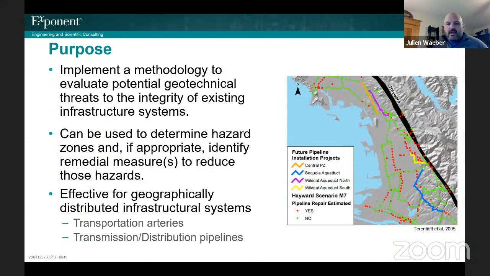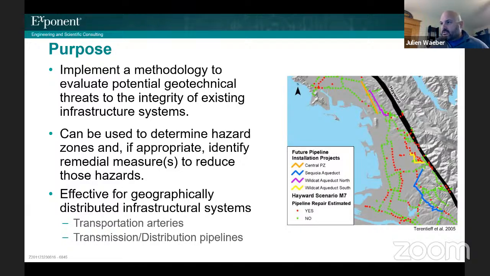So the primary purpose of a geohazard assessment is to implement the methodology to evaluate potential geotechnical threats to the integrity of an infrastructural system. The methodology can be used to determine hazard zones, if appropriate, or identify remedial measures, ultimately to reduce those hazards. This is particularly effective for geographically distributed infrastructural systems, such as transportation arteries and large pipeline systems for transmission or distribution of either water or particularly gas, which is explosive. So this is work that's being done, as I mentioned, around the world.